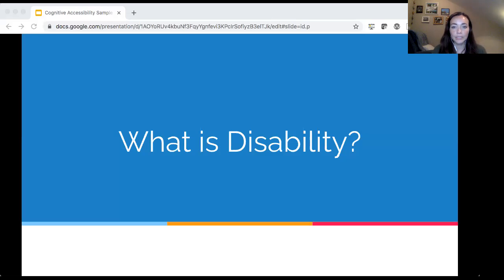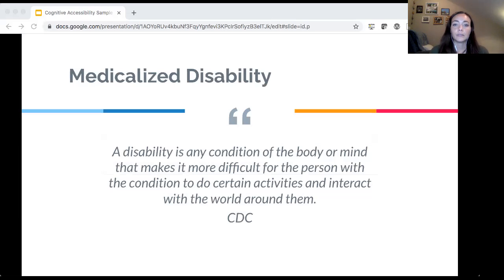So what is disability? What does the term disability really even mean? One way to define disability is to take a very medicalized approach. So disability, as defined by the CDC, is any condition of the body or mind that makes it more difficult for the person with the condition to do certain activities and interact with the world around them.